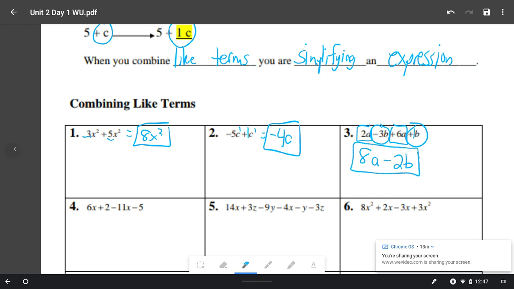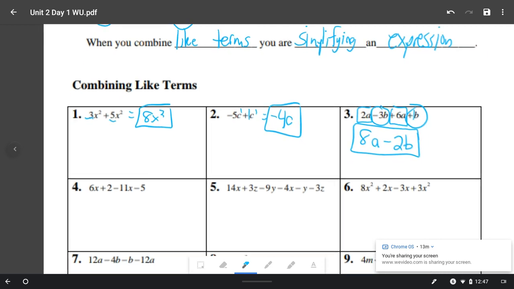And I did write this alphabetically, right? That's my final answer. If you take a look at it, the A's come before the B's. So make sure that you always do that.